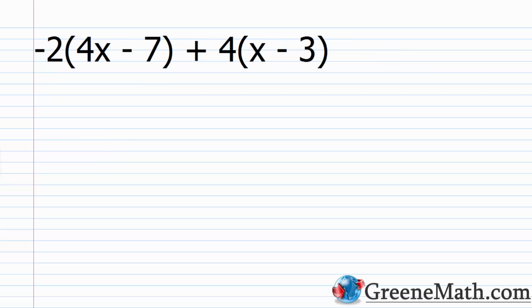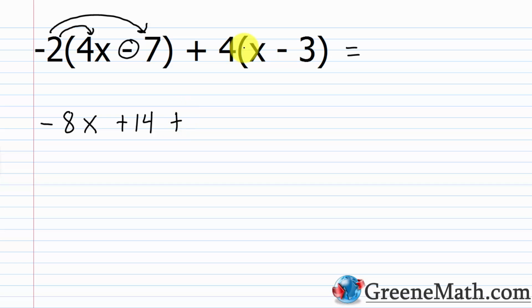All right, here's one that's a little bit more challenging. We have negative 2 times the quantity 4x minus 7 plus 4 times the quantity x minus 3. So the first thing I'm going to use is the distributive property to simplify this a bit. So I'm going to multiply negative 2 times 4x, and that's going to give me negative 8x. And then I'm subtracting away negative 2 times 7, which is going to be negative 14. Now, I'd end up with minus a negative 14, which is the same as plus 14.